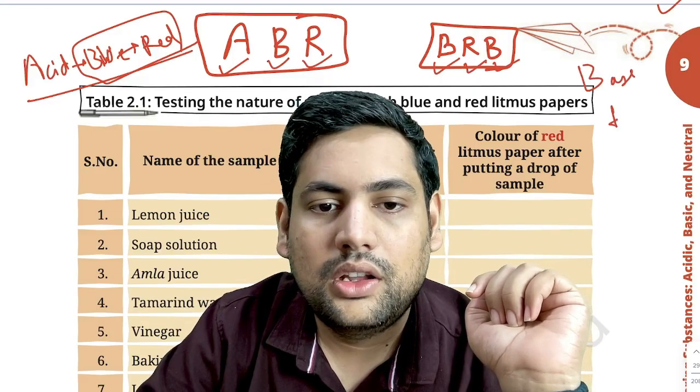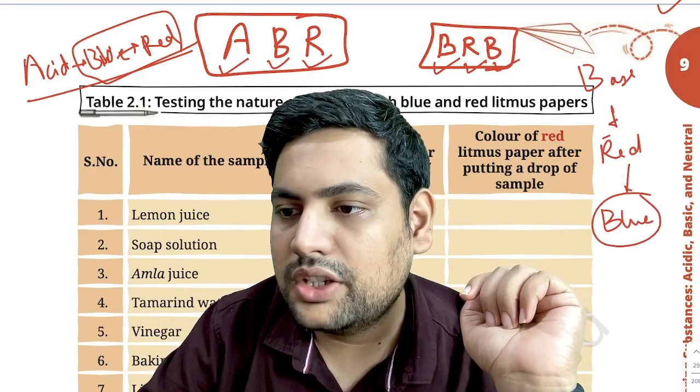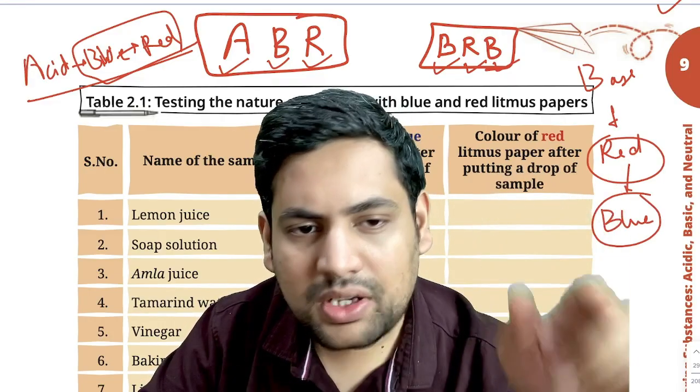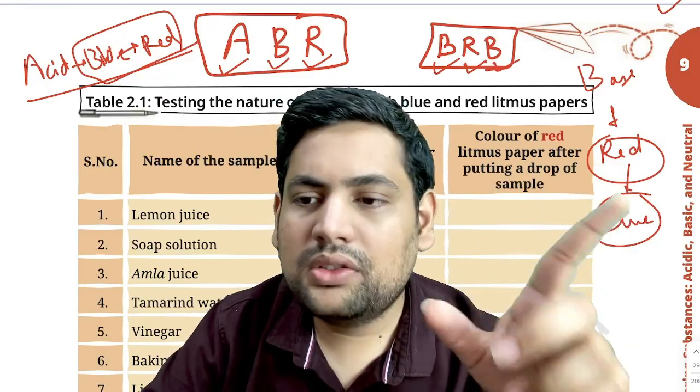Base will turn red litmus blue. Understood? While if you put, let's say, blue litmus in base, nothing will happen. Similarly, this in that, nothing will happen. So this is how you have to identify.